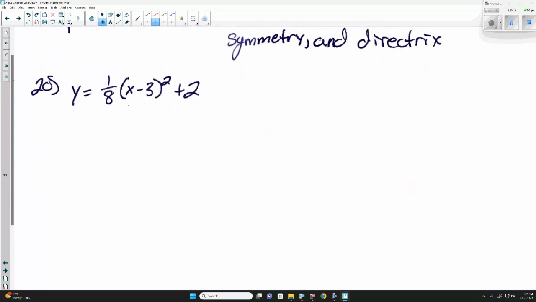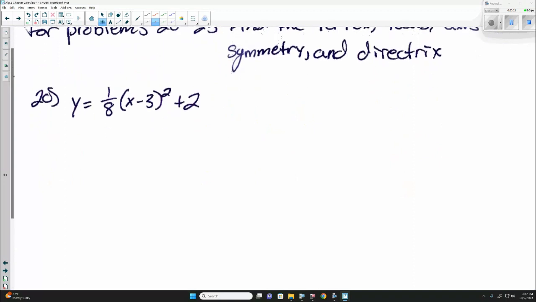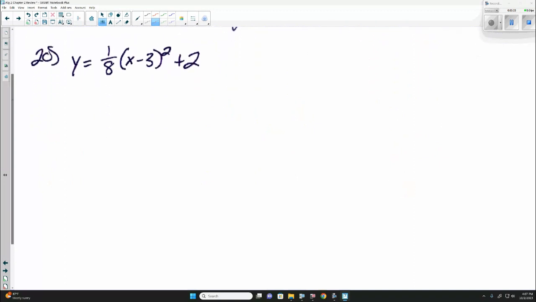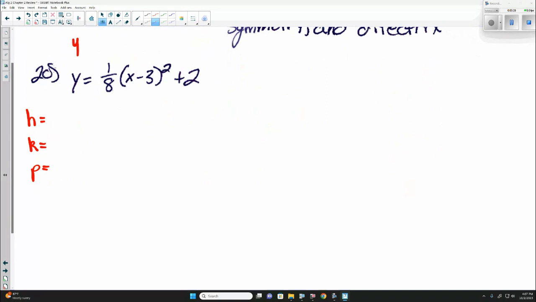20 through 23, these we want to find the vertex, focus, axis of symmetry, and directrix. And again, we need to find the values of H, K, and P. So we have y equals 1 over 4p times x minus h squared plus k. Our h value comes from inside the parentheses. Since we have minus 3, the value of h is positive 3. K is our outside, so plus 2 tells us the k value is 2.